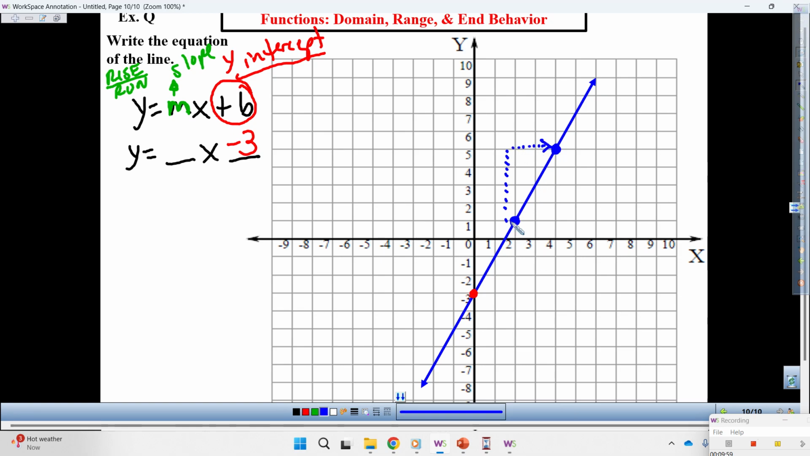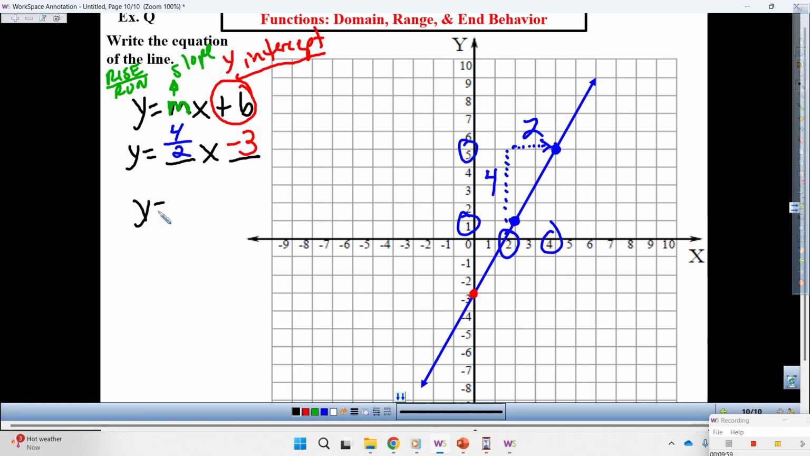So how many steps up from here to there? 4, that is correct, because we went from 1 to 5, right? Then I make a right turn, how many steps from here to here? From 2 to 4, that is 2. So we write our slope as rise over run. So that means 4 over 2. Once we have it like that, we simplify.